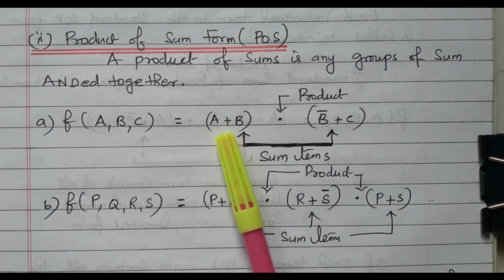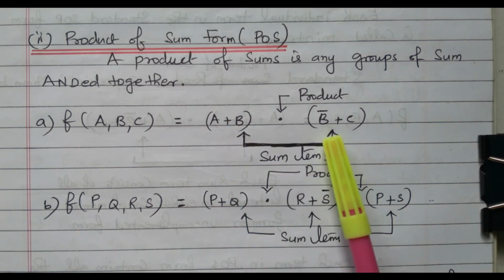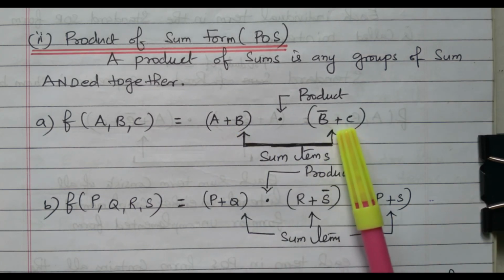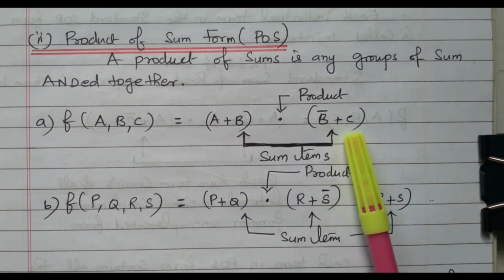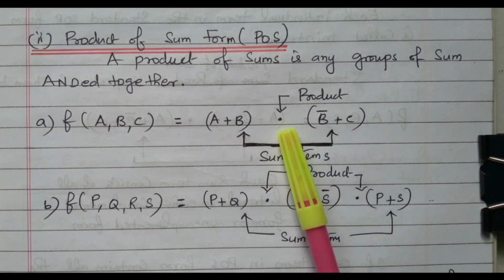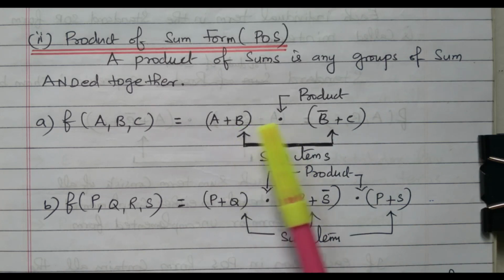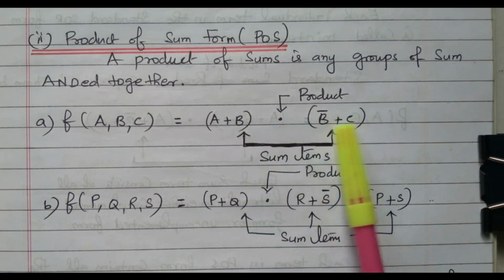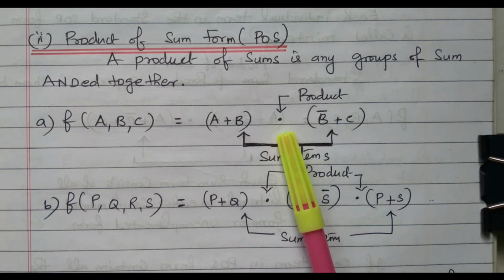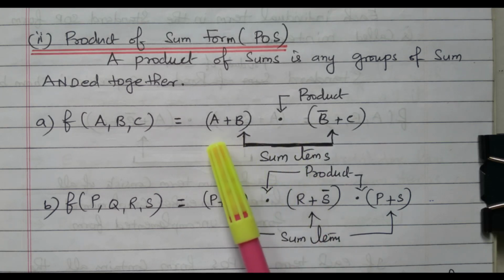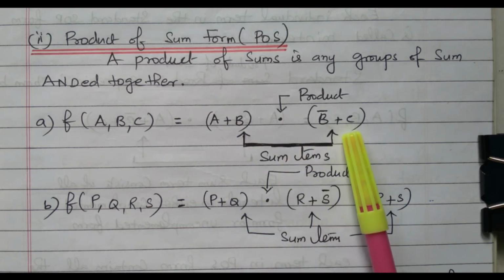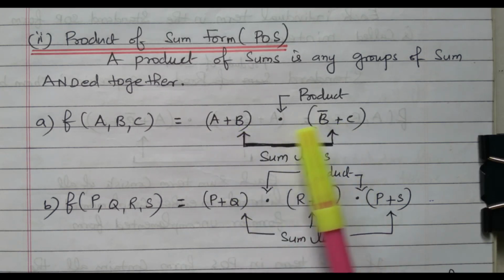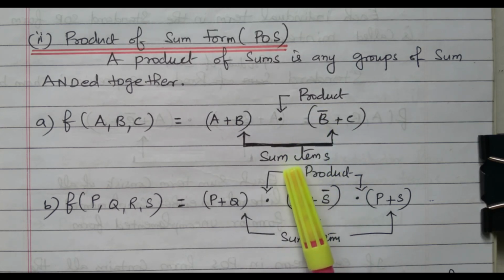So this is the sum: a and b are added together. b bar plus c, b bar and c are also added together. So this is one sum term, this is another sum term. These two are multiplied together, product. So it is called product of sum terms, where the sum terms are multiplied. a plus b is one sum term, b bar plus c is another sum term. These two sum terms are multiplied together, so it is called a product of sum terms.